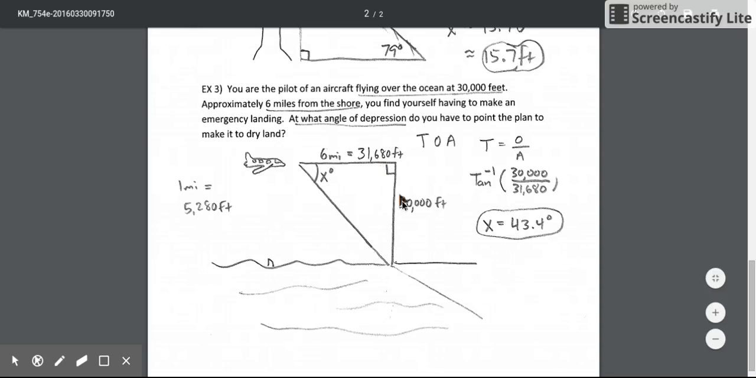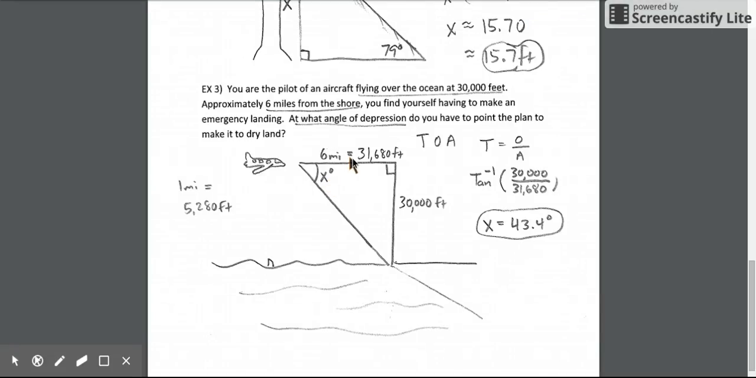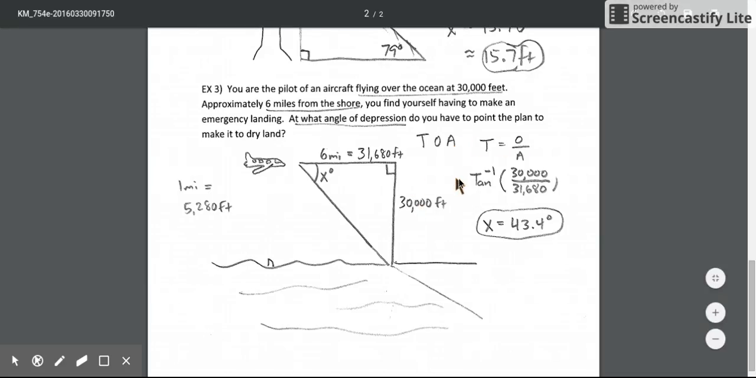So now I know my two side lengths. I can use that to find my angle measure if I just use the right trig ratio. Since we're involving the opposite side and the adjacent side, that goes along with tangent. TOA helps us remember that. Tangent of an angle is opposite over adjacent. So now we just plug in the opposite side value, or 30,000, the adjacent side value, 31,680. Plug it into the inverse tangent function on our calculator, and it tells us our angle measure is about 43.4 degrees.